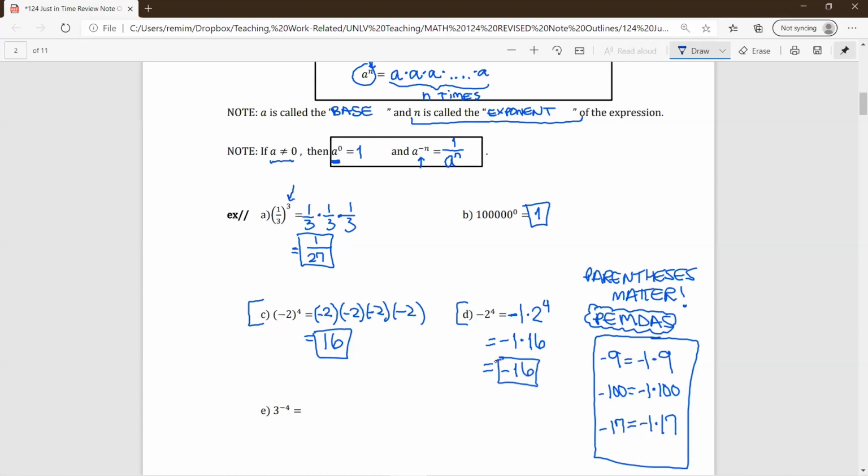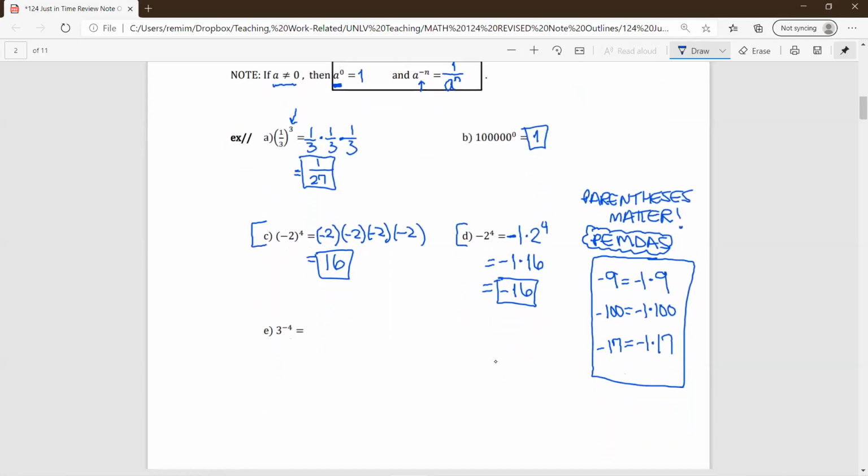So look at part C and look at part D. The parentheses made a big difference, because in part C, our answer came out to positive 16, but in part D, our answer came out to negative 16. So just keep that in mind.